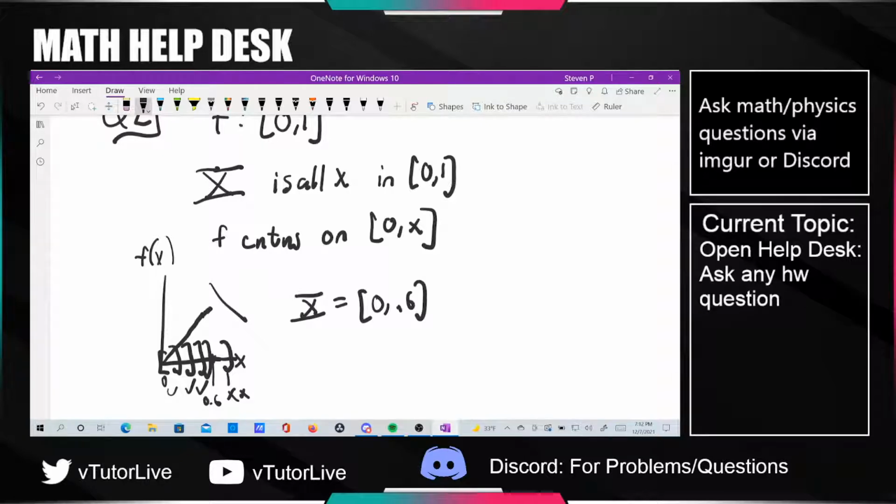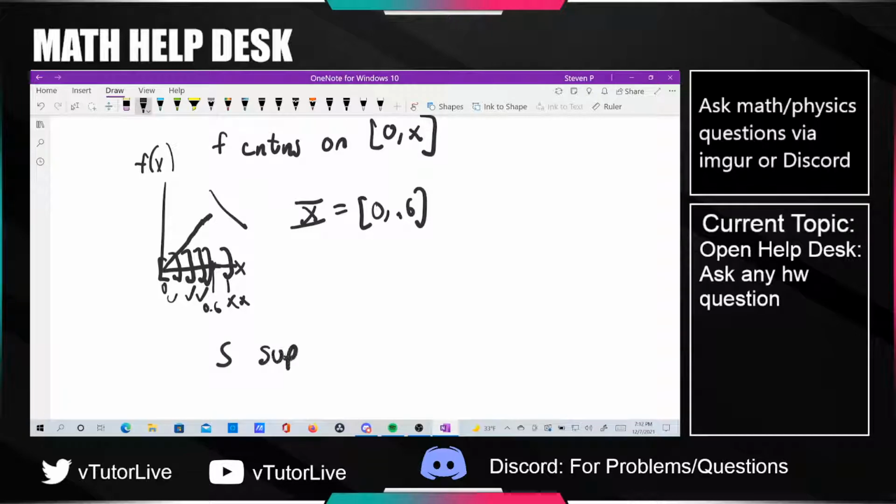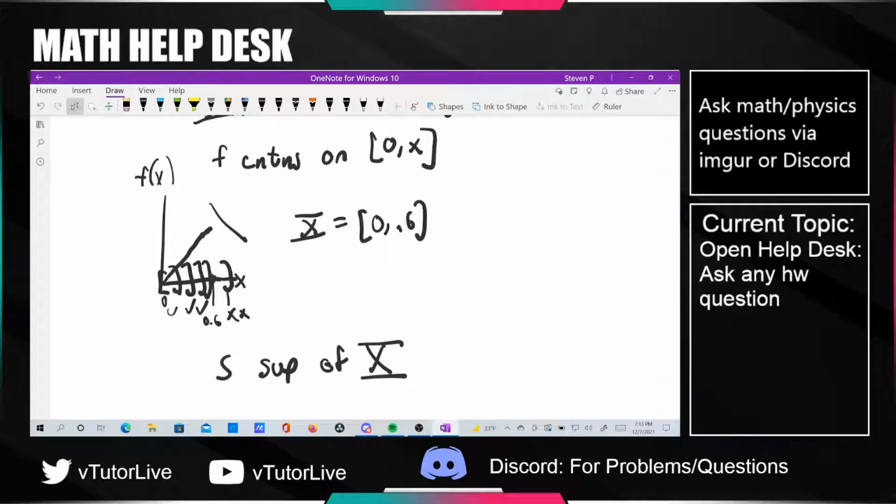So that's the concept, whereas the problem is asking you to come up with a counterexample. With this definition of little x and big X, they're asking for a case where S is the supremum of big X, and F is not continuous at S. I don't know, play around with a couple of examples.